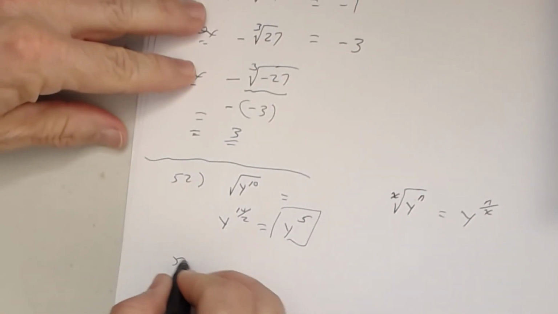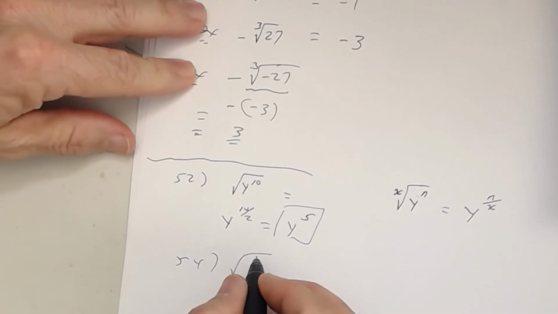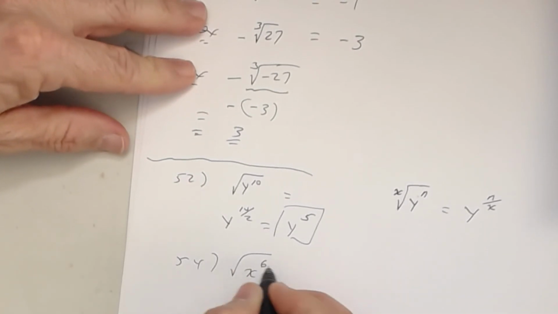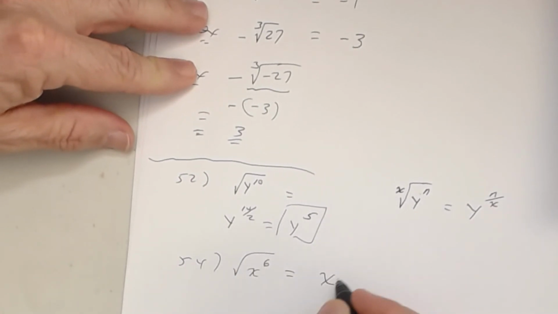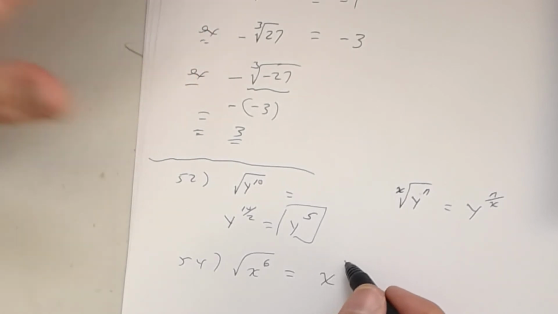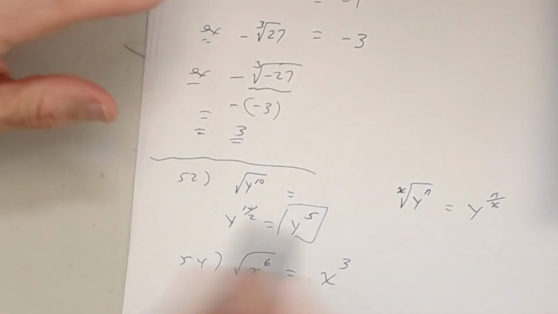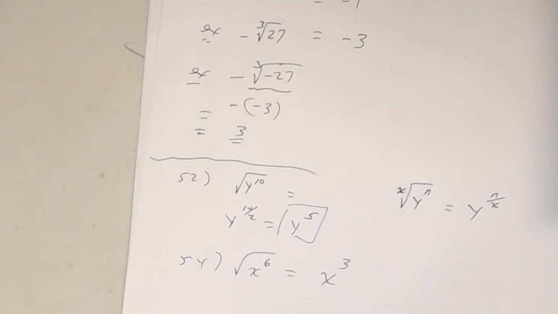What about 54? You have the square root of x to the 6. What's that? X to the 3rd, right? 6 divided by what? 2. 6 divided by 2. You said it was the exponent divided by the index? Yes. Okay, thanks for thinking. Yep. Divided by the index.